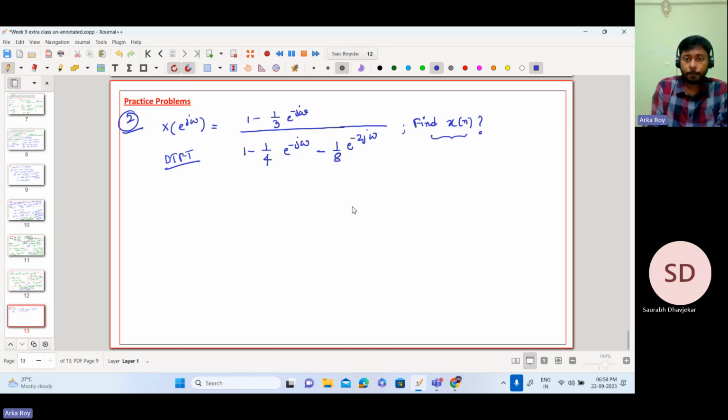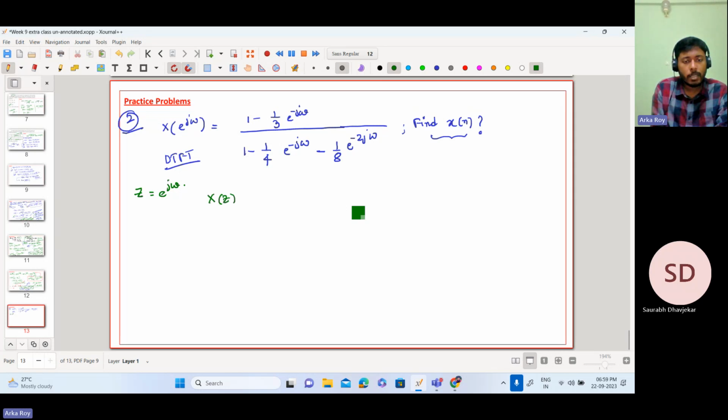Okay, so let me give you the hint. You can actually proceed with the DTFT itself. However, I find it a bit difficult. Not a bit difficult, it becomes very clumsy if I work with e to the power j omega. So for the sake of simplicity, I will substitute z equals e power j omega, and promptly convert this DTFT into a Z transform.